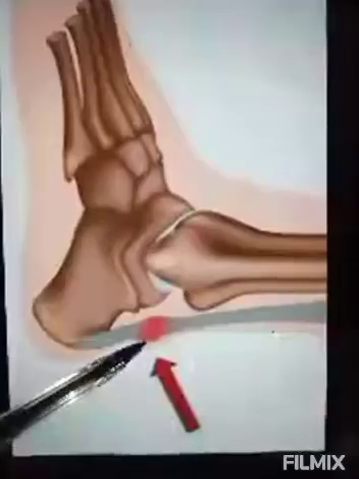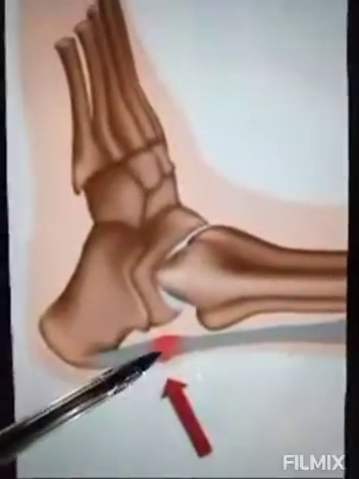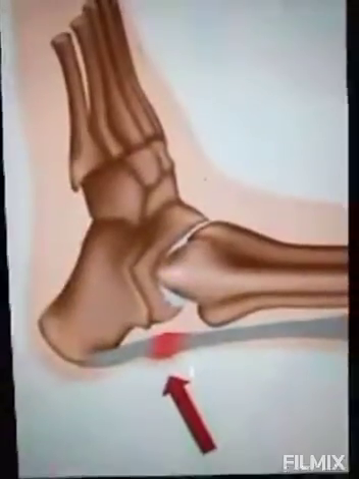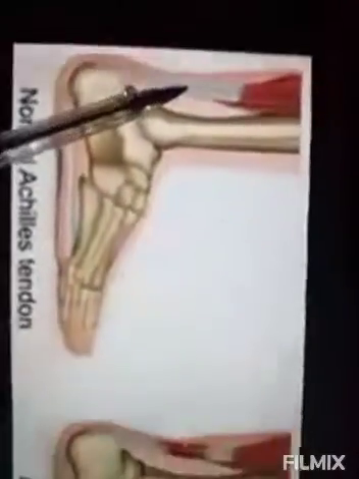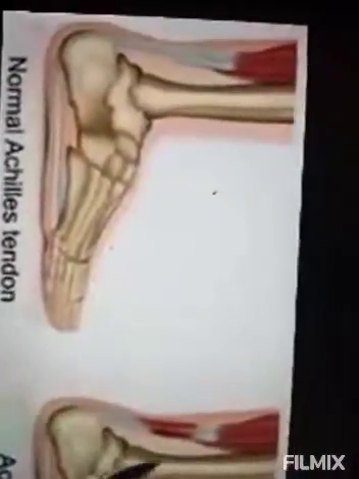Here you can see the swelling and the redness. That shows that there's inflammation there. You can see also another one here. This is a normal Achilles tendon. Okay, and then we can see the inflamed Achilles tendon.